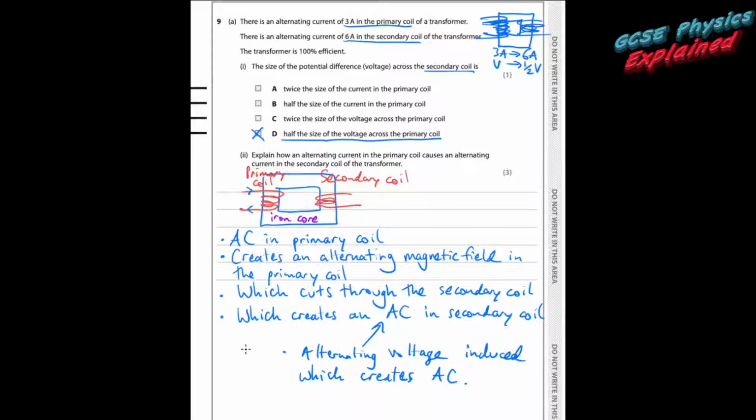1, 2, 3, 4, 5. That might even get you 6 marks if it was a 6-mark question. So that's basically how a transformer works. It has to have alternating current to make it work. Transformers don't work with direct current, DC.